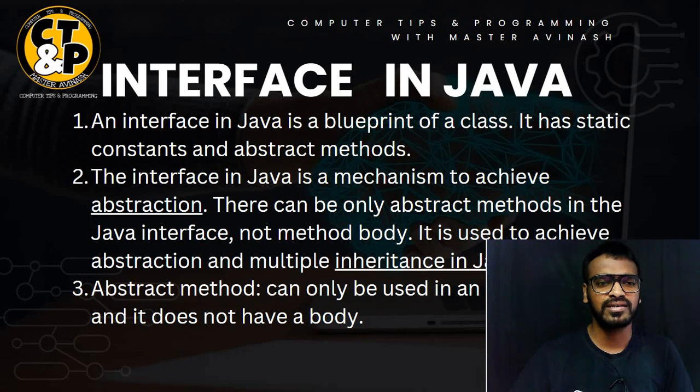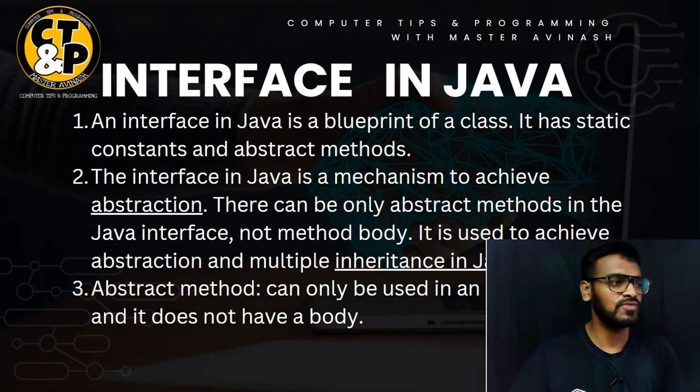Okay, and if you go professionally, like how to give the answer in an interview, you can say an interface in Java is the blueprint of a class. It has static, constant and abstract methods, and the interface in Java is a mechanism to achieve abstraction. There can only be abstract methods in the Java interface, not methods with a body. It is used to achieve abstraction and multiple inheritance in Java. So if you want to do multiple inheritance in Java, or if you want abstraction, you can use the interface.